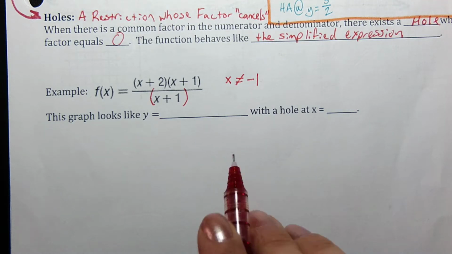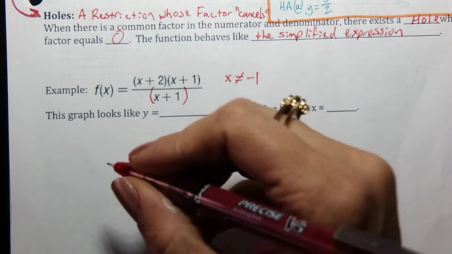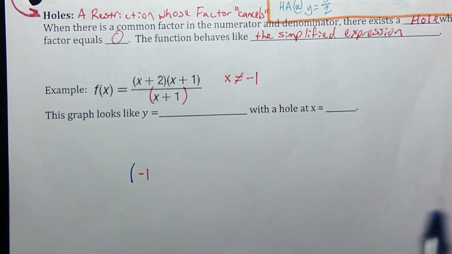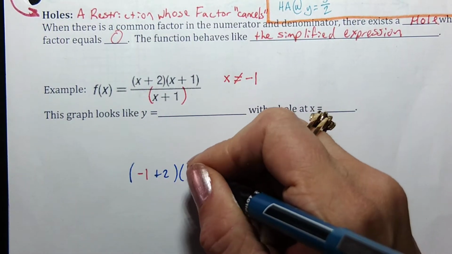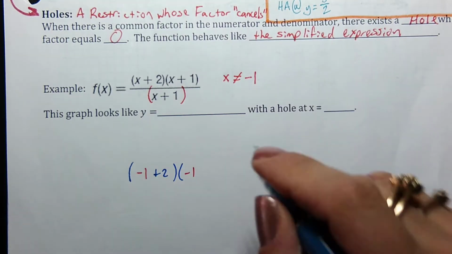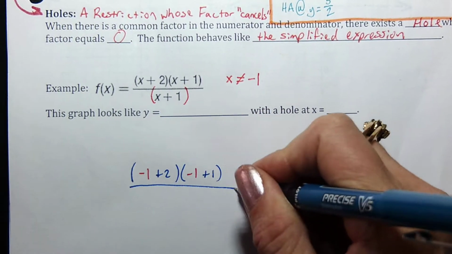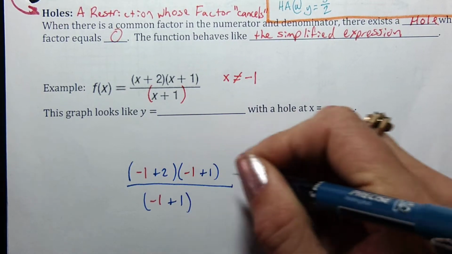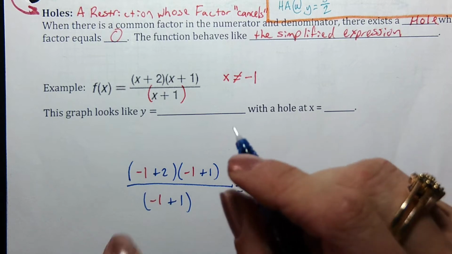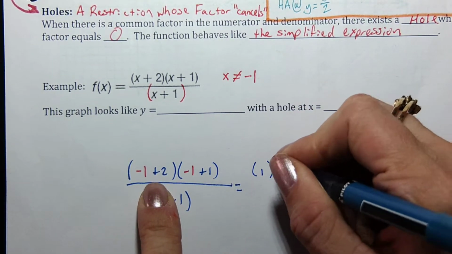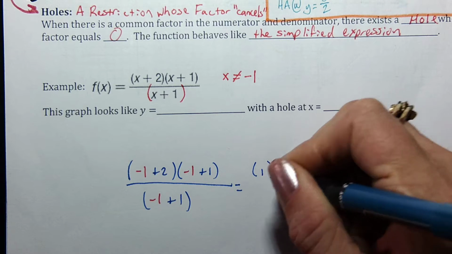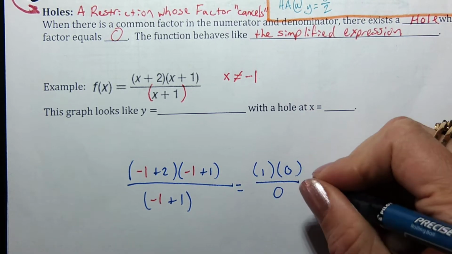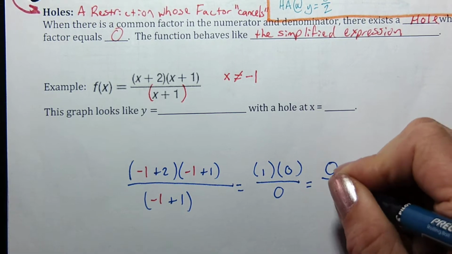Now, I want to show you what happens if we actually plug -1 into this equation. So if I plug that in, we would get -1 plus 2, times -1 plus 1, all over -1 plus 1. -1 plus 2 is 1. -1 plus 1 is 0. All over 0. So, folks, I get 0 over 0.